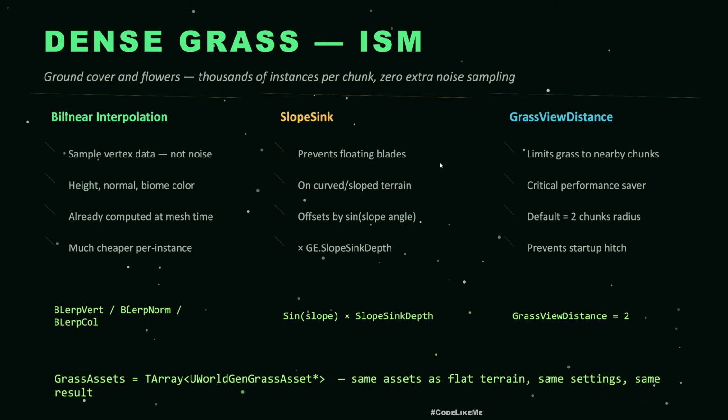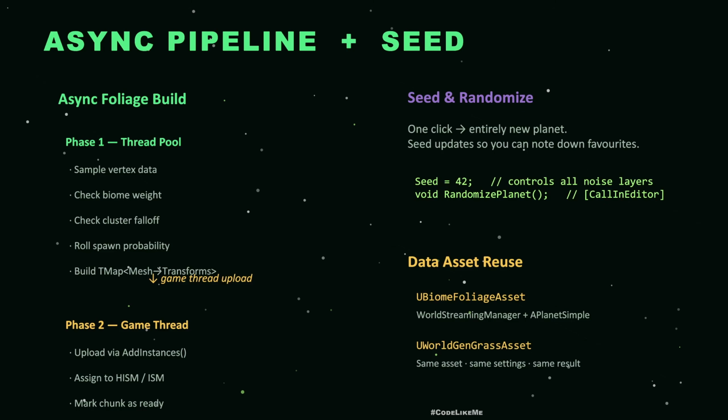So this is the same as the flat terrain system too. Sorry, not flat terrain. The terrain has mountains. I mean the horizontal world, not the spherical world. So yeah, this foliage building is happening async. That means in the thread pool, sample vertex data, check biome weight, all these things are happening asynchronously, and then they are uploaded to the game thread for spawning.